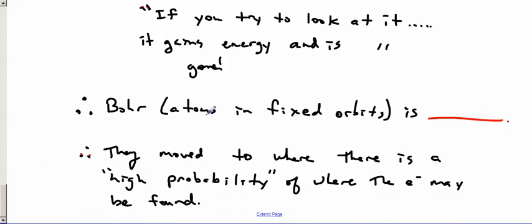So Bohr's idea that electrons are in fixed orbits, that means that's wrong. You can't know exactly where they are. They're not going to be exactly where we think they are. And therefore, scientists started to move to where there's a high probability of where the electrons may be found. We stop talking about, no, that's where it is, and instead we talk about, we're pretty sure it's over there somewhere. And now we are ready to fully discuss what quantum mechanics is, and we'll do that in the next video.